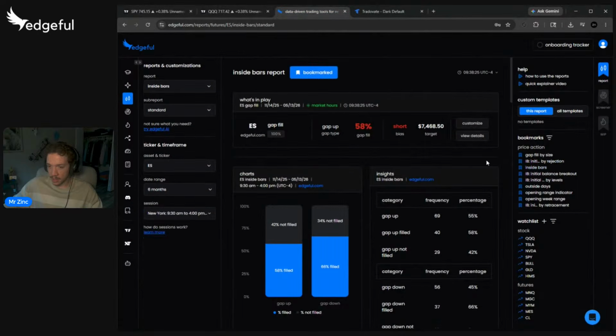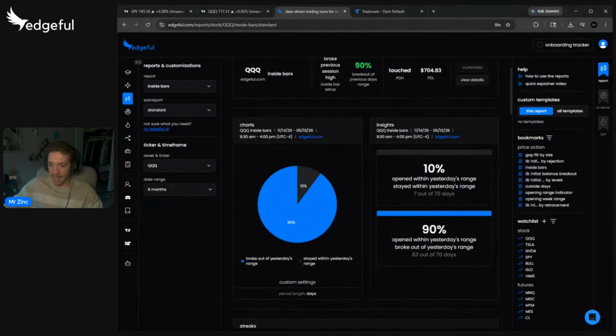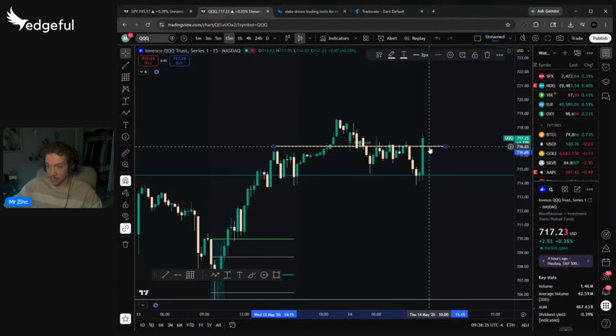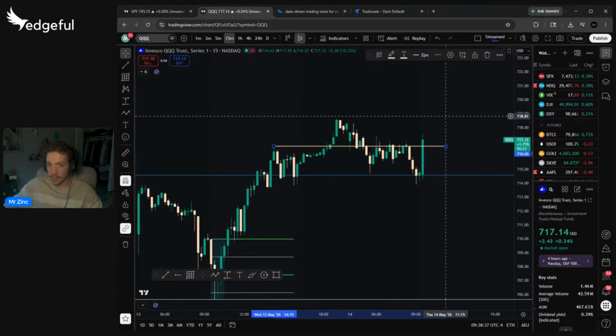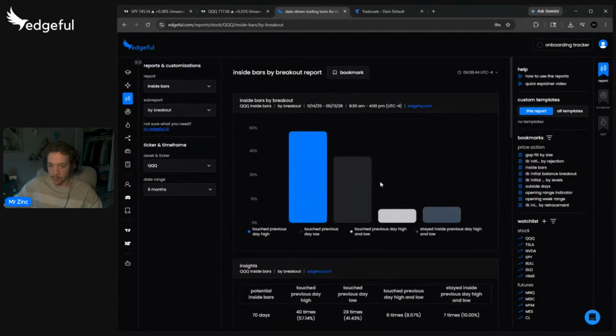For our inside bars on QQQ, we have a 90% chance that we go and break previous day's high or low when we open within it, which is what we just hit. We hit 716.65. You go back and look at the stat and go to the buy breakout report.